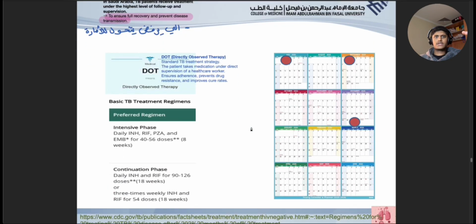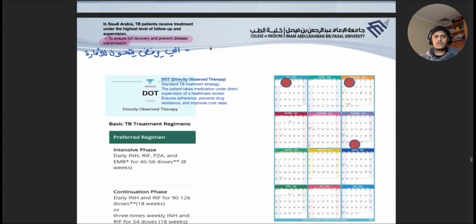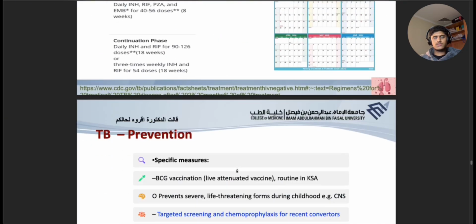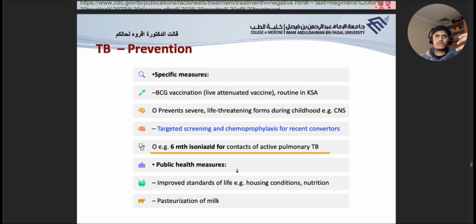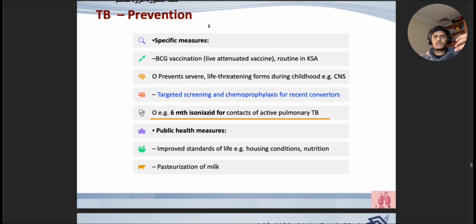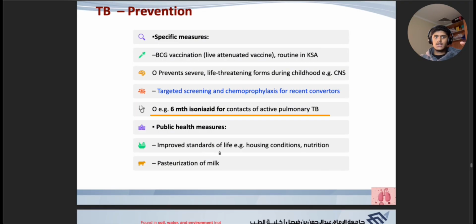Important information: anyone who does not comply goes right away to a committee that will make them comply with the medication. We have 6 months of isoniazid for contacts of active pulmonary TB. Also, public health measures such as pasteurization of milk and BCG vaccination are really important, and BCG is routinely used in Saudi Arabia.